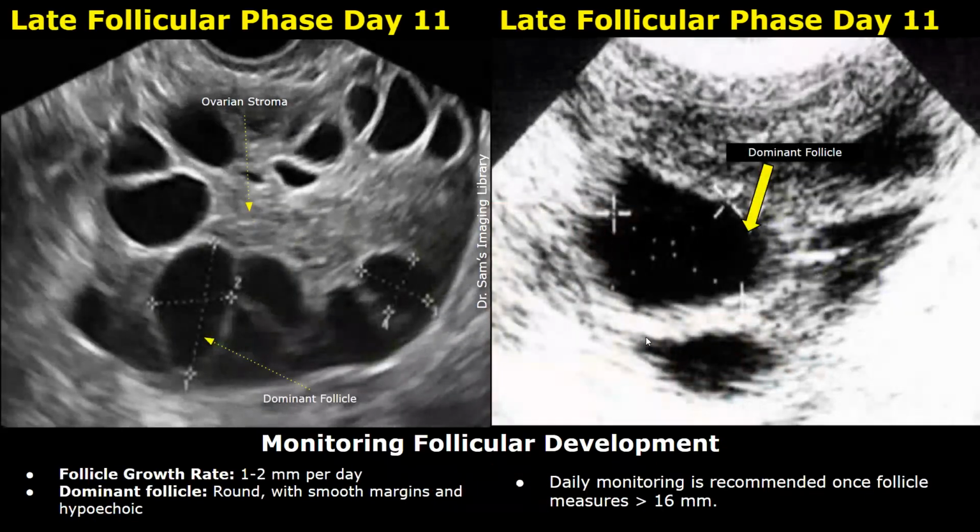These images are obtained on day 11. Now it is the late follicular phase. Late follicular phase is from day 11 to 13 or 14. The follicles further increase in size. In the left image, this follicle is the dominant one, and in the right image, this is the dominant follicle. These images are taken from different patients.